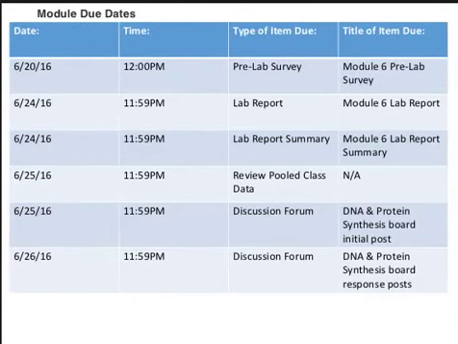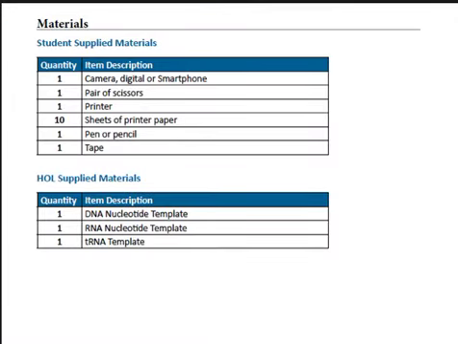So these are your module due dates. Your Module 6 pre-lab survey is due on 6/20/16. Your lab report is due on 6/24, as is your Module 6 lab report summary. You should review the pooled class data on 6/25. You should also have your initial DNA and protein synthesis post on that same day, and your response to the discussion board posts on 6/26.